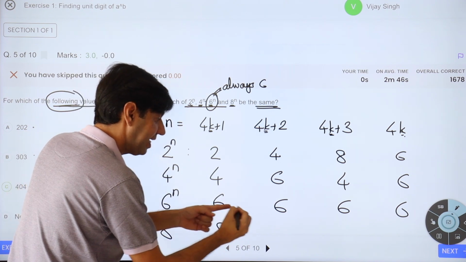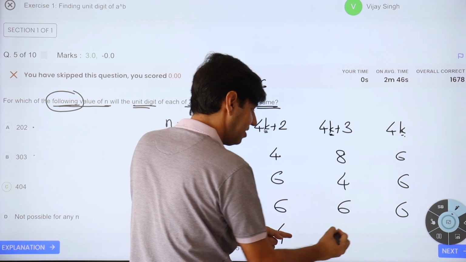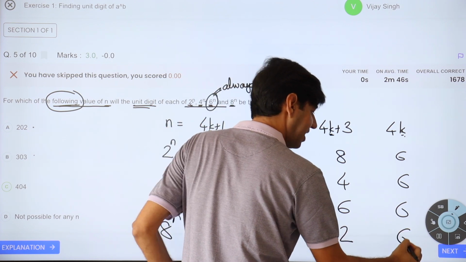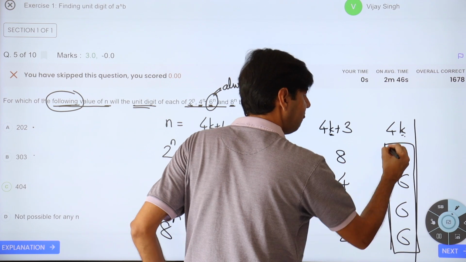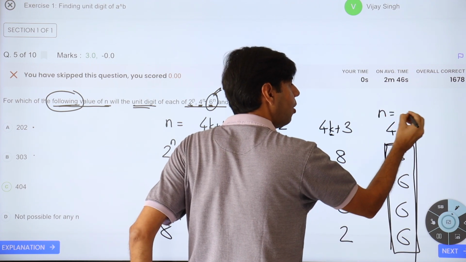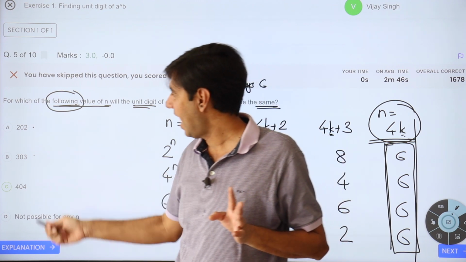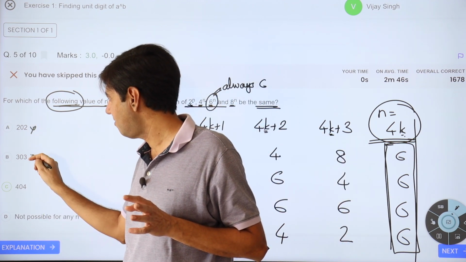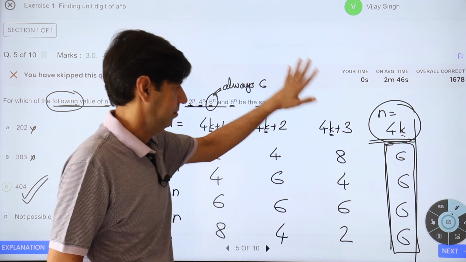So let me do that. 8 into 8, 64. 4 into 8, 32. 2 into 8, 16. And then it will repeat. So if you see, all of them are the same for k. So n has to be of the form a multiple of 4. And this is not a multiple of 4. Any multiple of 4 will work.